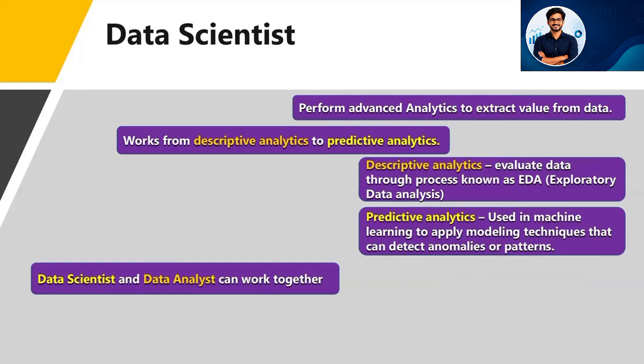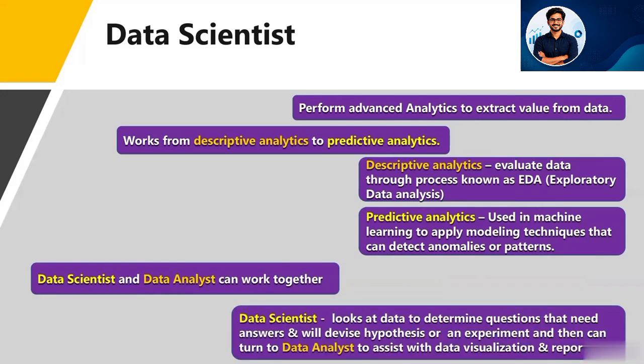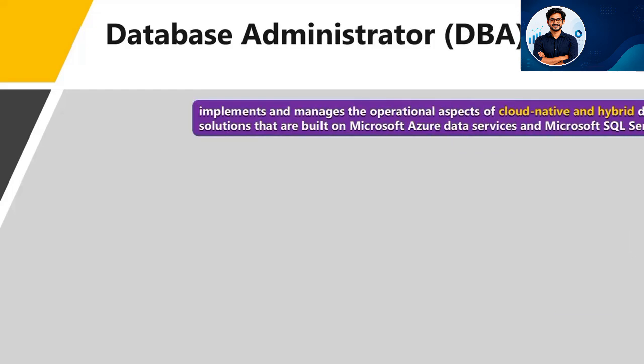A data scientist and a data analyst can work together as well, because the data scientist looks at the data to determine the questions that need answers, and will devise a hypothesis or an experiment, and then can turn to the data analyst to assist with data visualization and reporting. That means data scientists work on quantitative or qualitative data and perform the operations. But when it comes to creating visualizations, they can go back to the data analyst, who can build visualizations, charts or reports out of that data, which helps get valuable insights to the business. The last role is the database administrator.